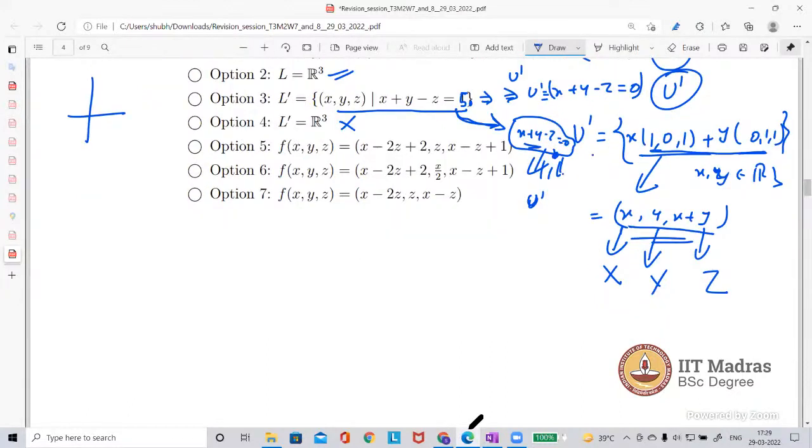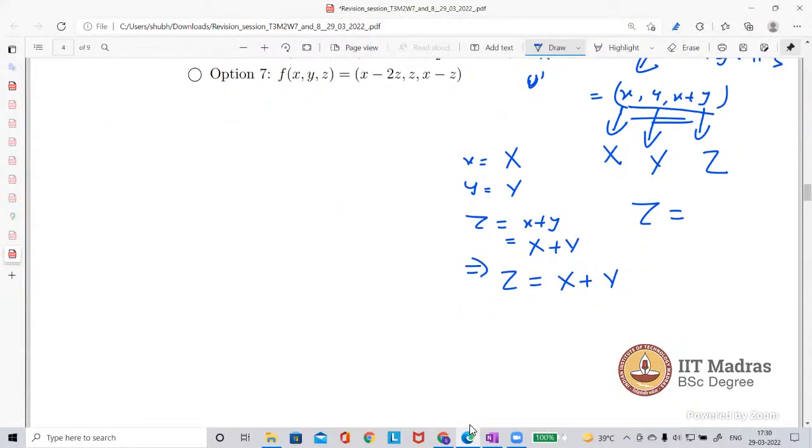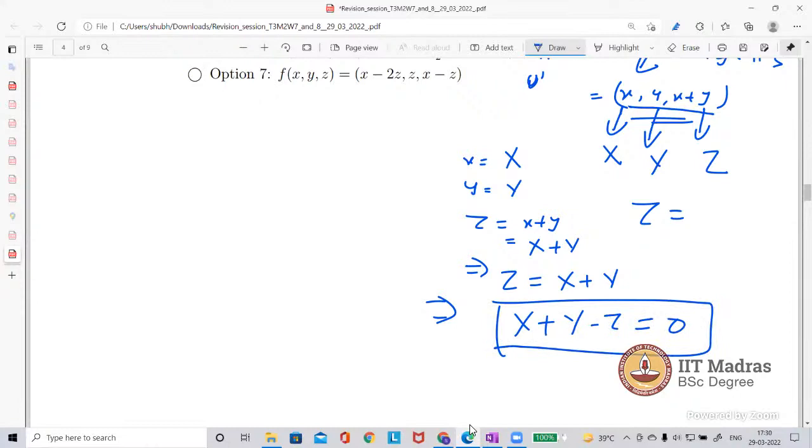So what it means is that capital Z is equal to small z, X is equal to capital X, Y is equal to capital Y, and Z is equal to X plus Y. So it just substitutes here. What will be here? Capital X plus capital Y. So that means the relation is capital X plus capital Y. If you want to write it in expression form, the final thing you got is X plus Y minus Z is equal to 0. So you got the relation in between.